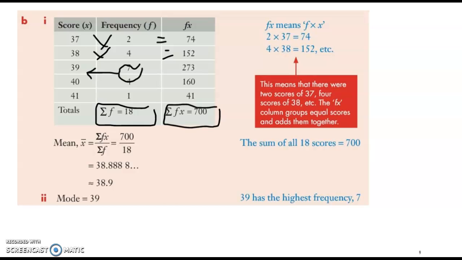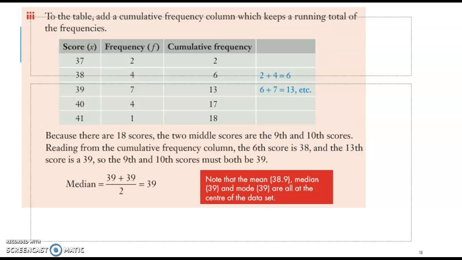The last thing we were asked to calculate was the median. Now that's a little bit tricky. To calculate the median, we need to look at the number of scores, so that would be 18, and we need to get the middle score. When you have an even number of scores, you halve that number, so that gives us 9 and the 10th score, and we need to get the average of the 9th and the 10th scores.